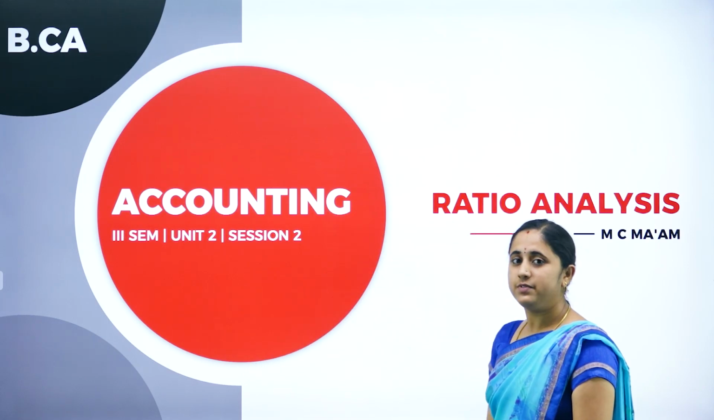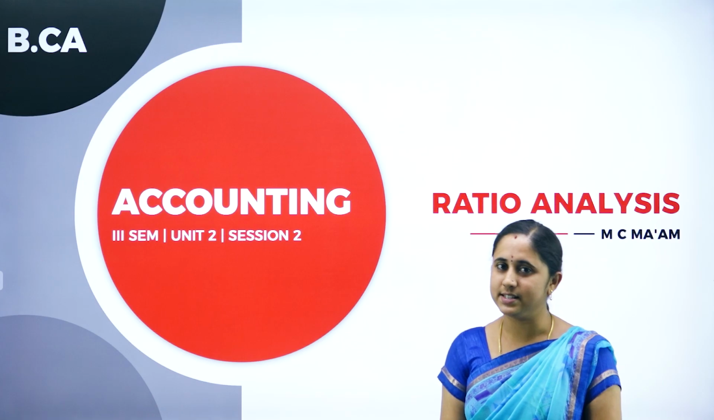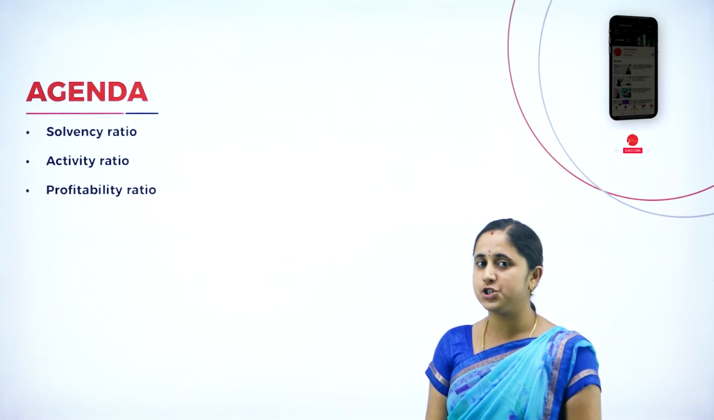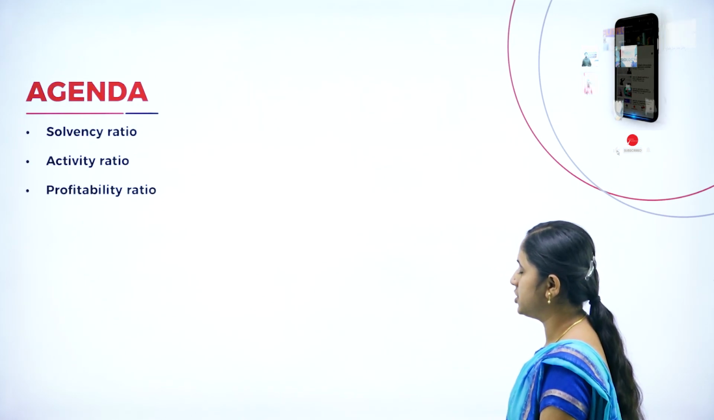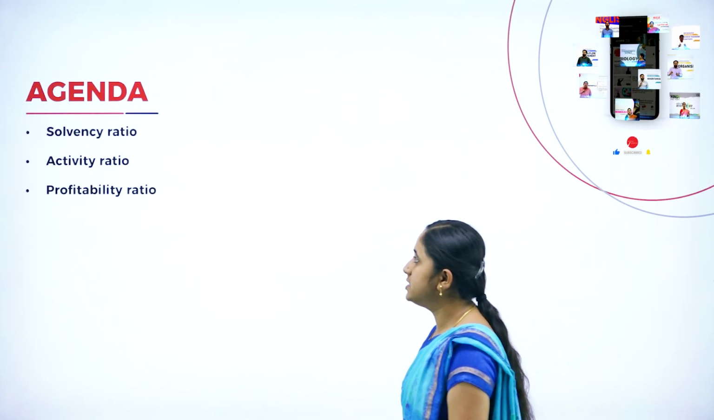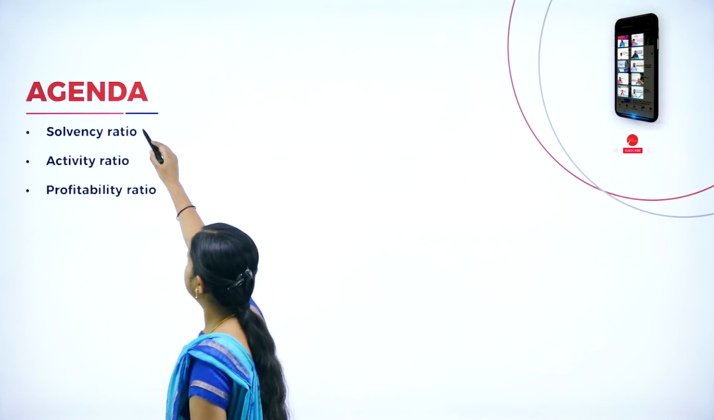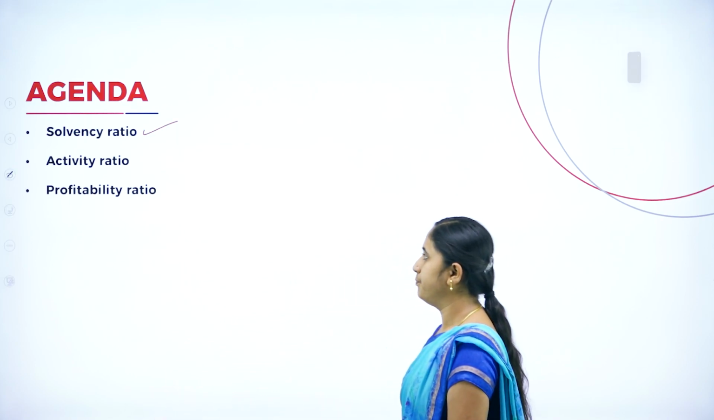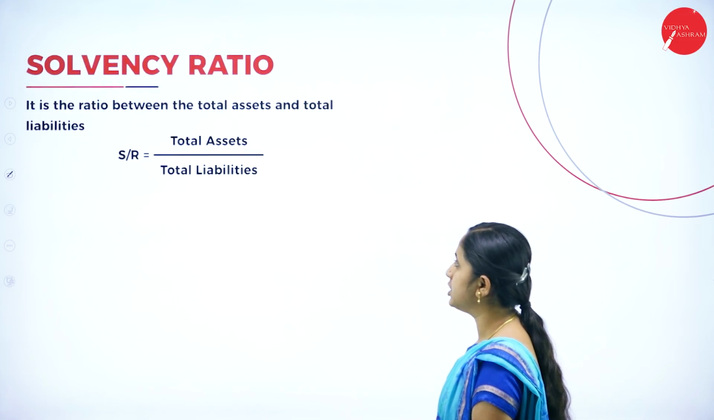In the last class, we have discussed about ratio analysis. In today's session, let us continue with the remaining ratios. Let us discuss solvency ratio, activity ratio and profitability ratio. So first one, solvency ratio.